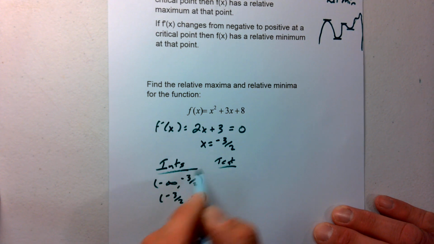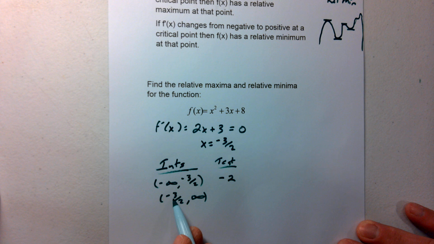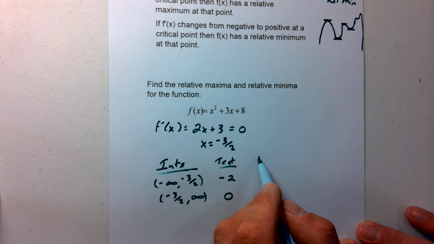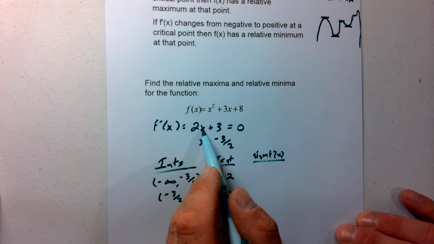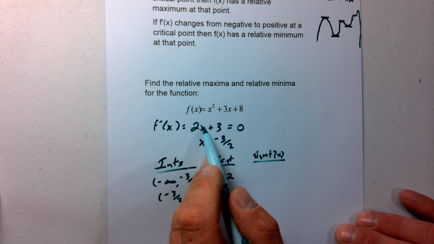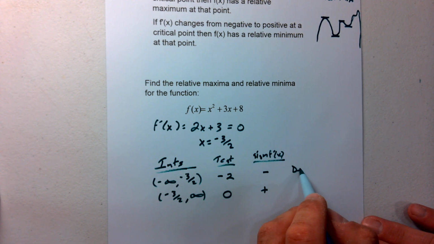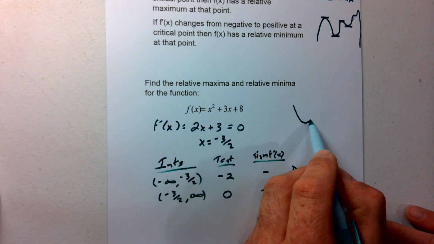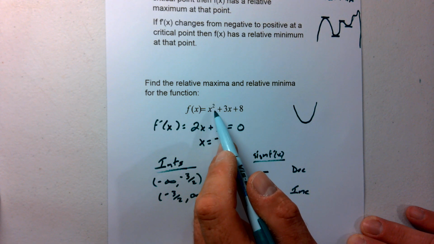I'm going to go ahead and create my test values. From negative infinity to negative 3 halves, I can test, let's say, negative 2. For negative 3 halves to infinity, I'll test 0. I'm going to find the sign of f prime of x. Plugging in negative 2, 2 times negative 2 gives me negative 4, plus 3 gives me a negative. And if I plug in 0, 0 plus 3 gives me a positive, doesn't it? So I go from a decreasing interval to an increasing interval. Again, decreasing and then increasing. That makes sense to me since I have an x squared. I know I have a quadratic. It's going to be in the shape of a u.